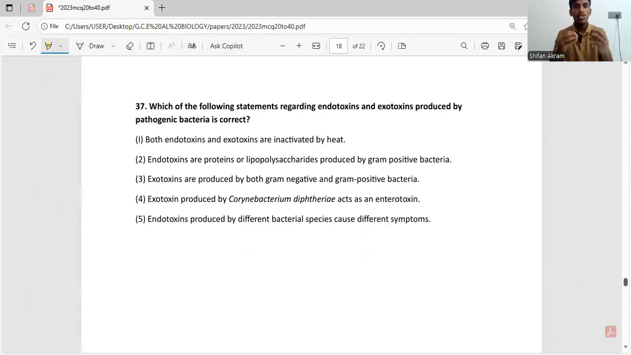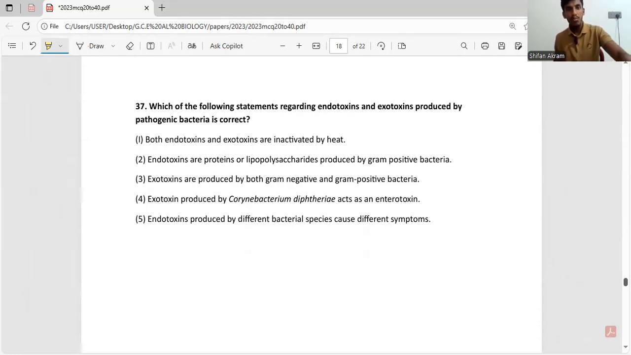So endotoxins are usually lipopolysaccharides, right? Lipid molecule with a carbohydrate component. Okay, then what are exotoxins? Exotoxins are substances that are secreted by both gram-negative and gram-positive bacteria, and when they are released into the host cell, they can damage the host cells in different ways, and even a very small amount of exotoxin is really lethal to the body.